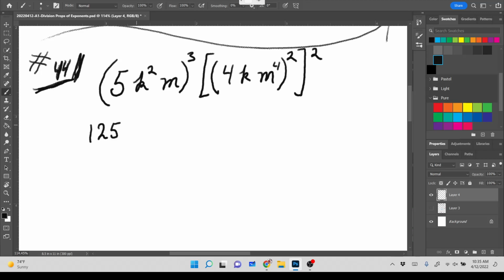K to the power of 2. Oh, wait, now are we going to the exponent? So 125k to the 6th power? Power to a power we multiply. Oh, okay, so we're multiplying everything. And then you just have m to the third power. And then we're going to multiply those 3 exponents back there together.